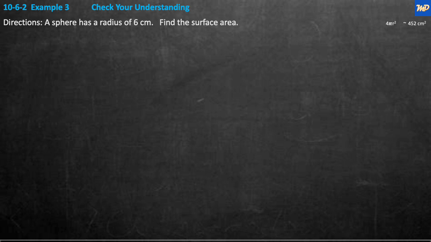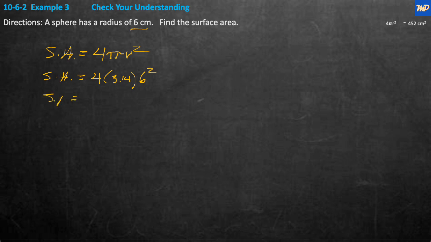Example 3, check your understanding. A sphere has a radius of 6 centimeters. Find the surface area. Well, the surface area, SA, is equal to, and we know what it is, right? It's 4 times pi r squared. And we know 6 centimeters is the radius. So the SA is equal to 4 times pi, which is 3.14, times 6 squared.